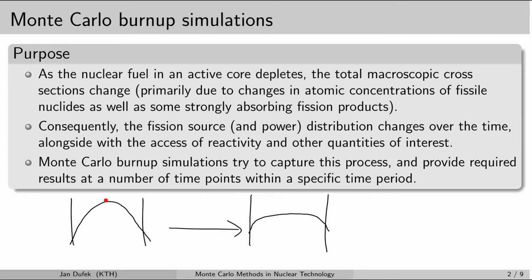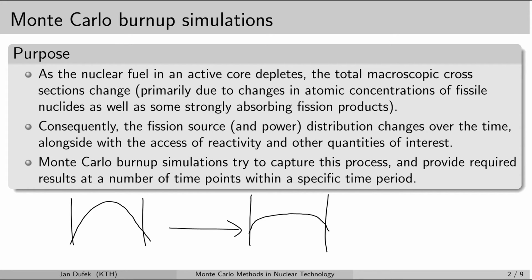Therefore more neutrons are being captured in the xenon-135, and that will remove the neutrons from the system. So this effect also contributes to the flattening of the power distribution. So you want to capture all these processes in the Monte Carlo burnup simulations.